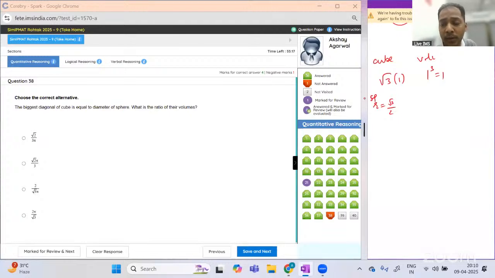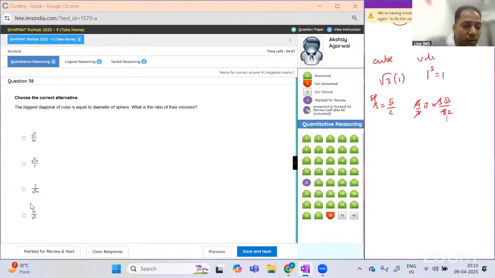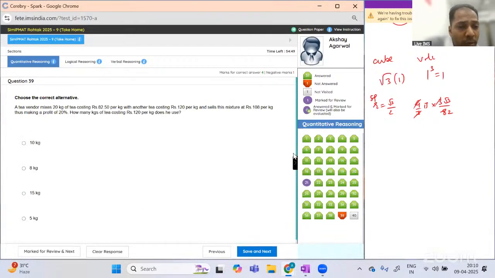Therefore, the volume would be 4 by 3 pi r cube. Pi into r cube, that is root 3 by 8, and this would be 3 root 3. 3 and 3 get cancelled. 1 upon root 3 by 2. So the ratio comes to 2 by root 3 pi, with pi in the denominator. 2 upon root 3 pi. Yes. Come on, 2 more questions, almost there.